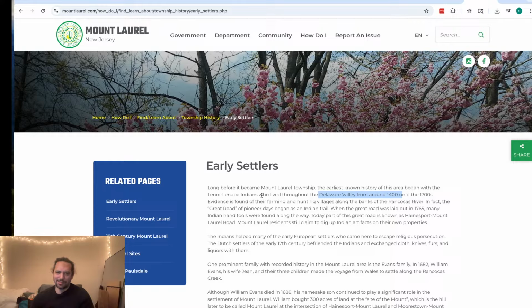Look at this sentence. I mean, come on. Long before it became Mount Laurel Township, the earliest known history of this area began with the Lenni Lenape Indians who lived throughout the Delaware Valley from around 1400 until the 1700s. No, come on. They lived there for thousands of years. Not from around 1400. What does that mean?